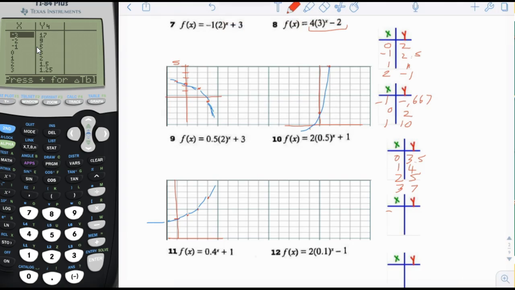Negative 2, 9. Negative 1, 5. 0, 3. 1, 2. For example. Okay, so graph it here. So we'll do negative 2, 9 would be about here. Negative 1, 5 would be there. 0, 3 here. 1, 2 here.